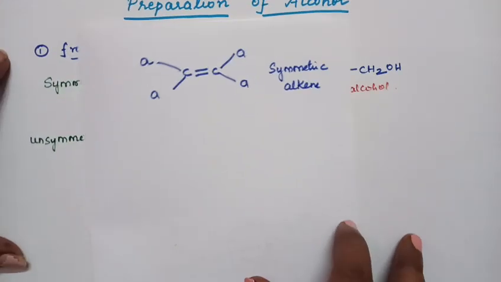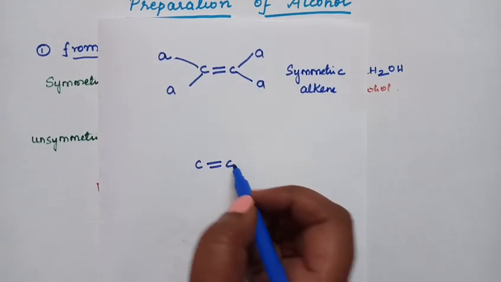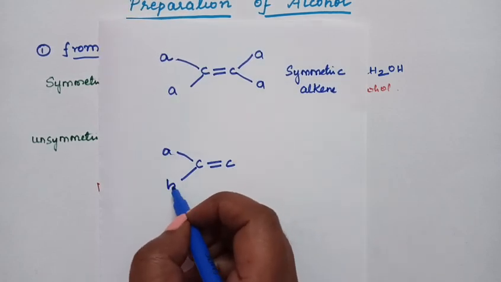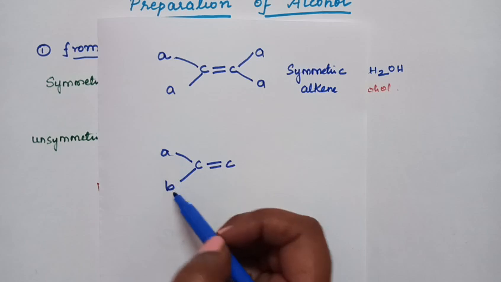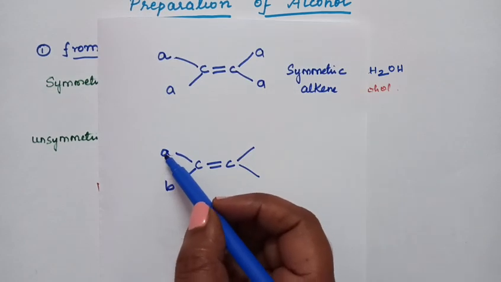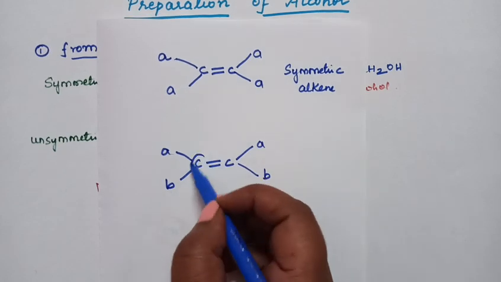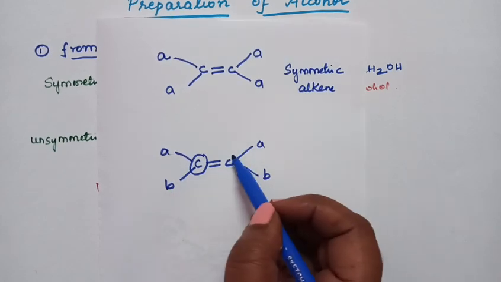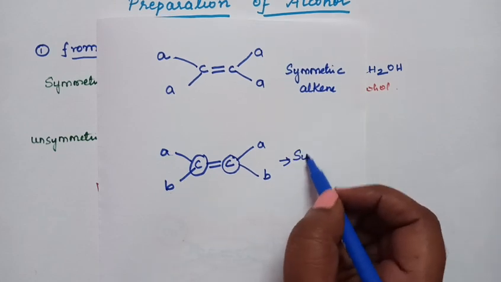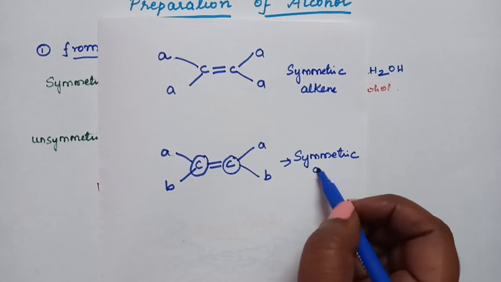For example, carbon double bond carbon. To this carbon I'll attach A and B, so two different groups are attached. To this carbon also I have to attach the same groups, A and B. So this carbon atom has A and B, and this carbon also has A and B. Then this is also a symmetric alkene.